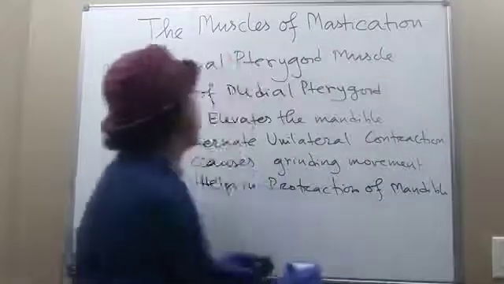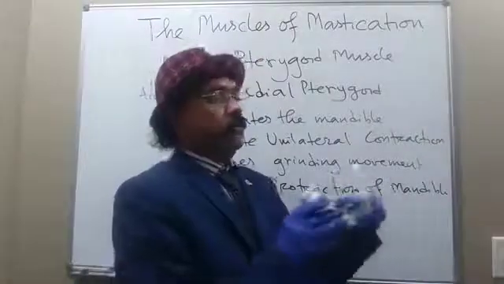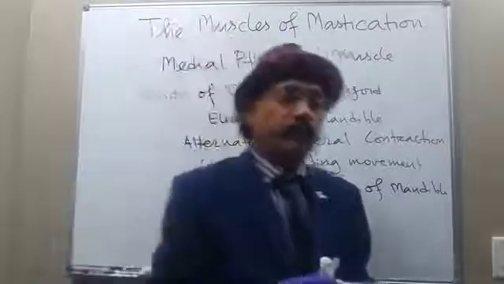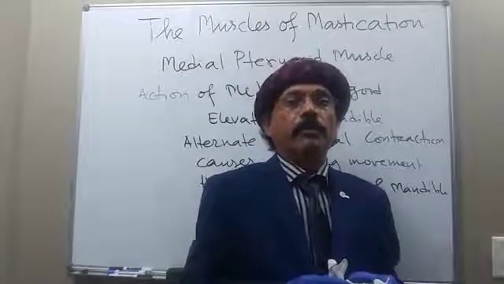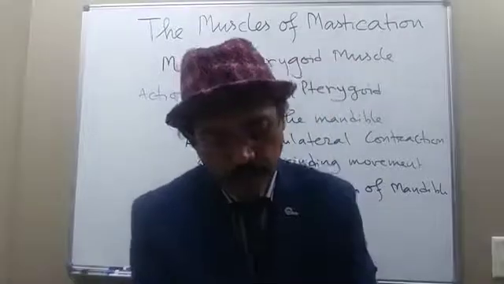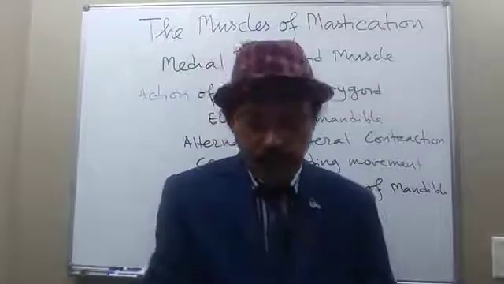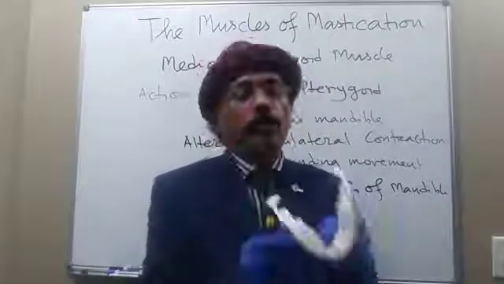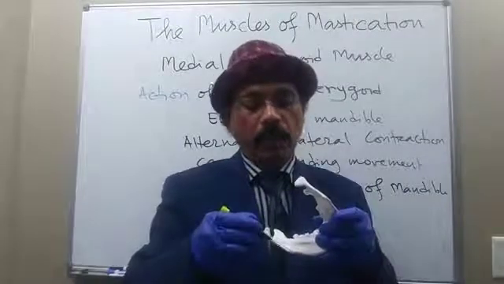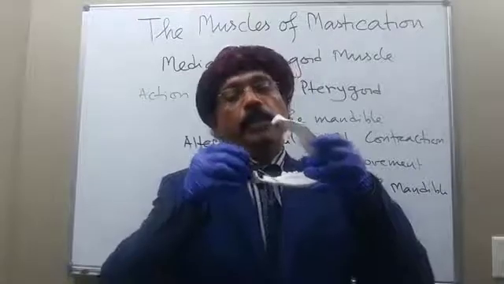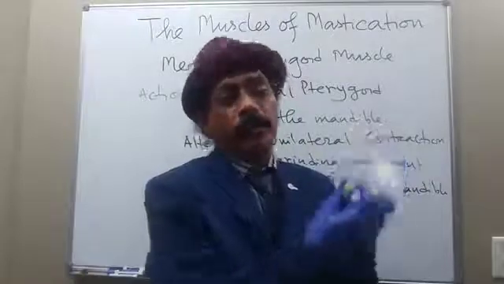Okay, we got it. So origin from the medial surface of the lateral pterygoid plate, from the pyramidal process of the palatine bone, and from the tuberosity of the maxilla. Insertion of the medial pterygoid is on the medial aspect of the ramus of the mandible, lower part, below the mandibular foramen, above the angle of the mandible. This is the angle of the mandible, this is the mandibular foramen, this is the site. On the other side, we have the masseter muscle.